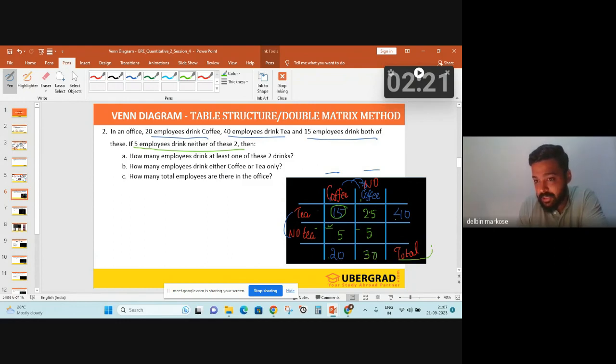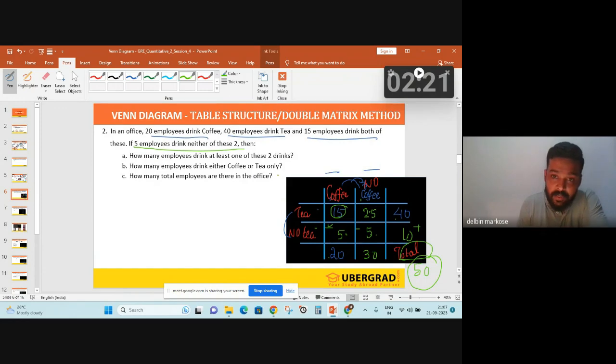You can say the total number: 20 plus 30, that will be 50 here. This way also, 5 plus 5, that's 10. 40 plus 10, that will be 50. So we got the total number as 50 faster. I hope it's clear. Is this clear to everyone, how we got 50 faster? Okay. Now look at the first question.